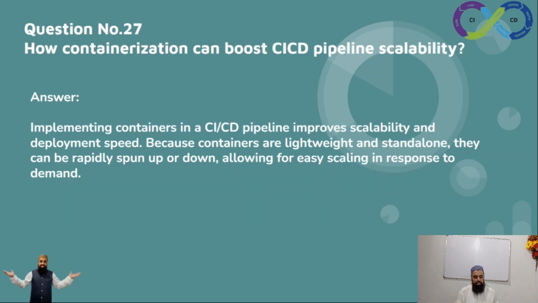How can containerization boost CI/CD pipeline scalability? After all, containerization helps a lot in CI/CD pipelines, and we must implement containers in a CI/CD pipeline because it improves scalability and deployment speed. Because containers are lightweight and standalone, they can be rapidly spun up or down, allowing for easy scaling in response to demand. So we must have containerization in our CI/CD pipeline, and the most favorite tool is Docker.